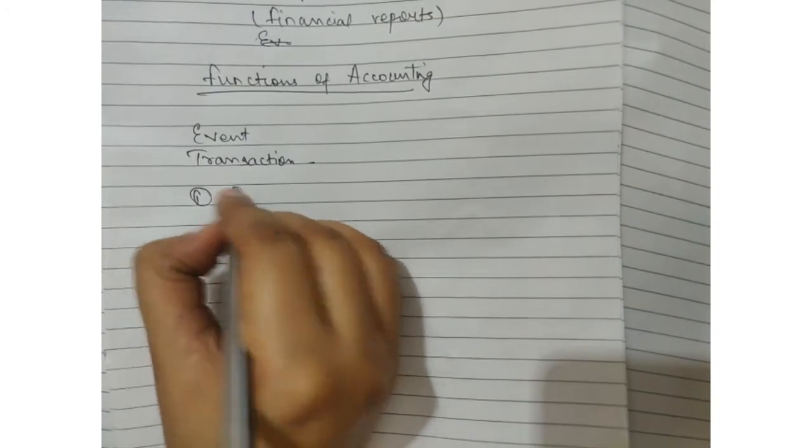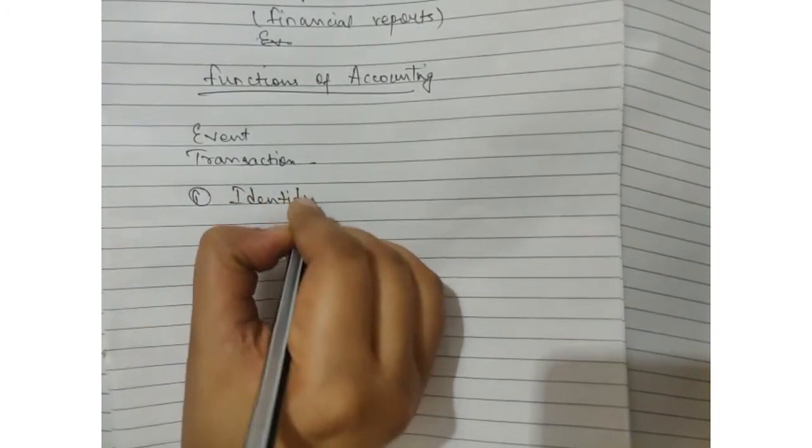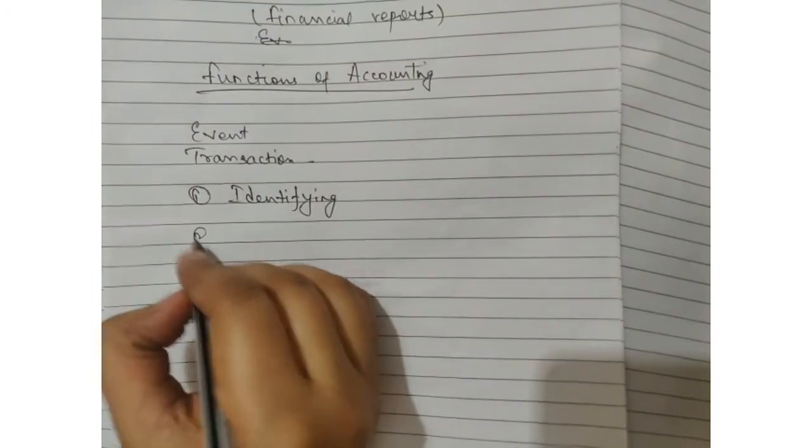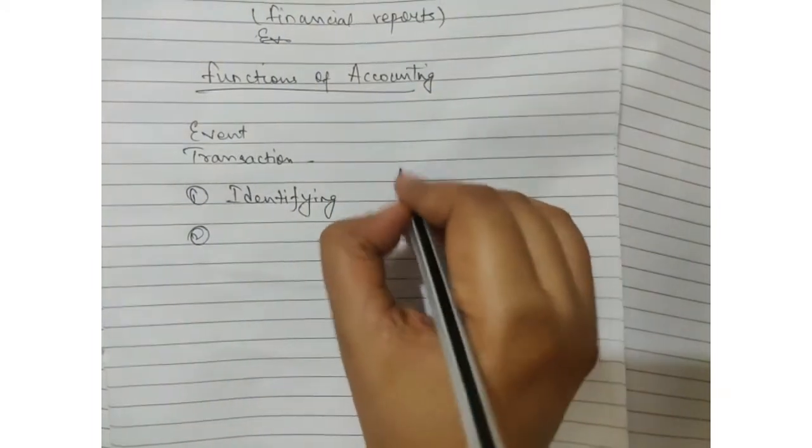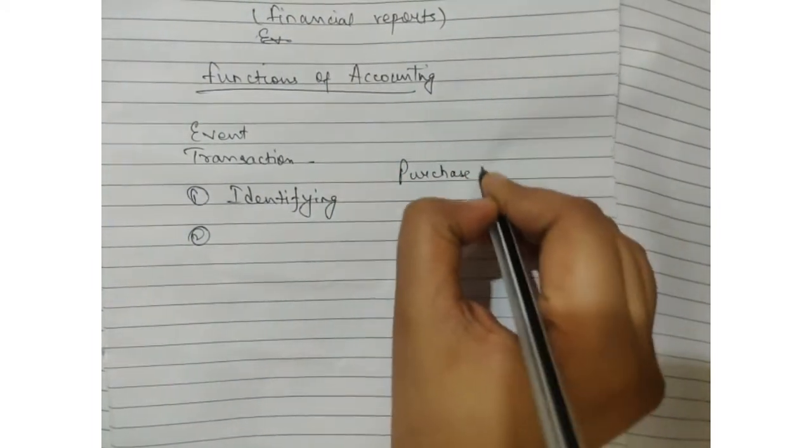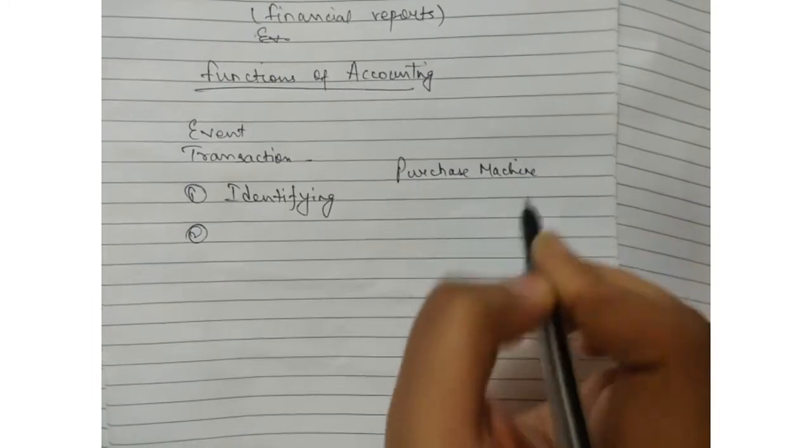or such qualitative aspects are not recorded in the books of accounts, whereas all transactions such as purchase, sale, paying rent, insurance, etc., are recorded in the books of accounts. So, first function is to identify, that is, what we are going to record and what we are not going to record. Now, once we have identified that we are going to record a transaction, say purchase of machine is a transaction, and we have to record it in the books.